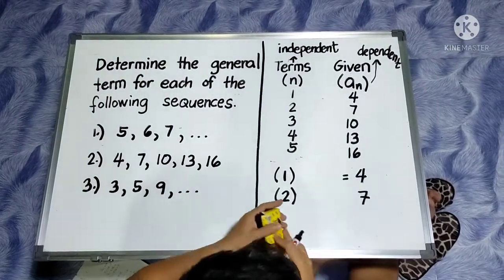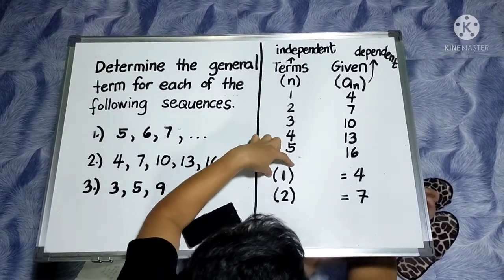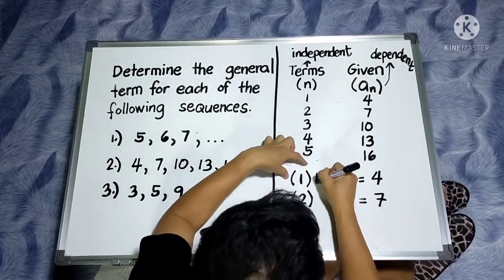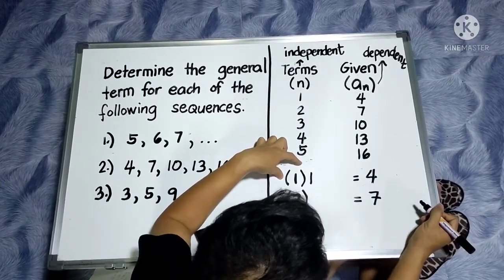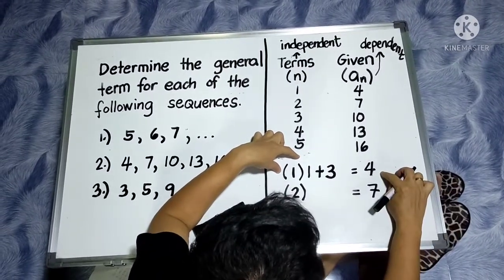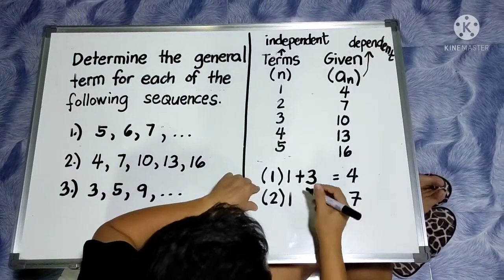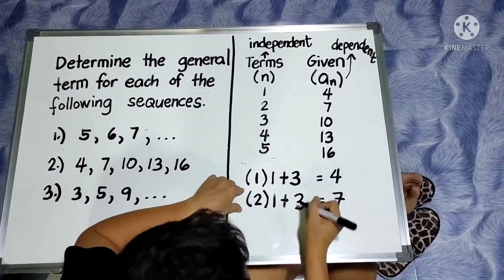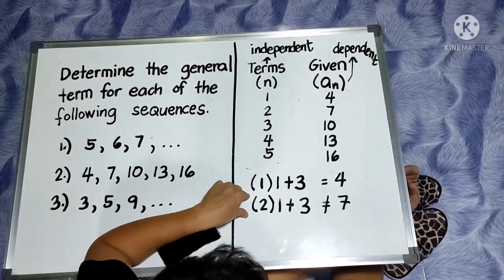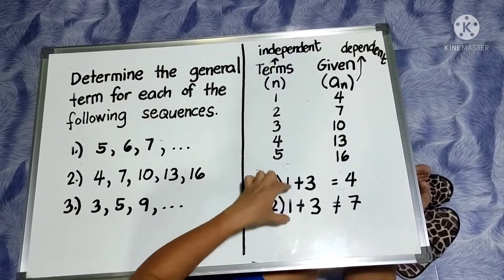Let's try 3. Or you can multiply it by, you start with 1. You multiply it with 1. So 1 times 1 is 1. Plus 3 equals 4. Let us try if it works for the second term. Times 1 plus 3. Let us try. 2 times 1 is 2, plus 3 is 5. It's not equal to 7.